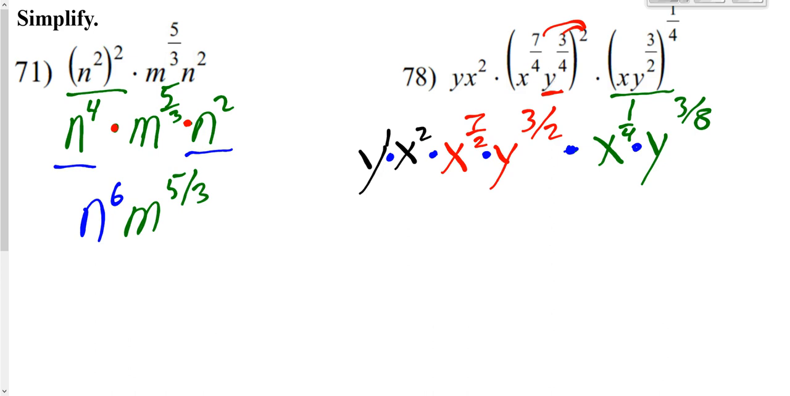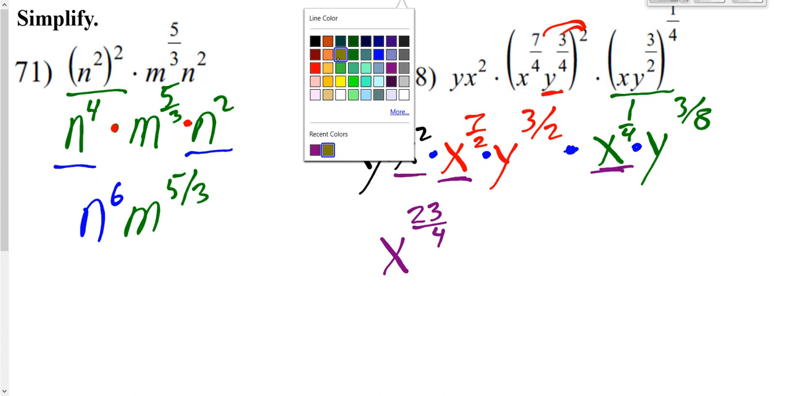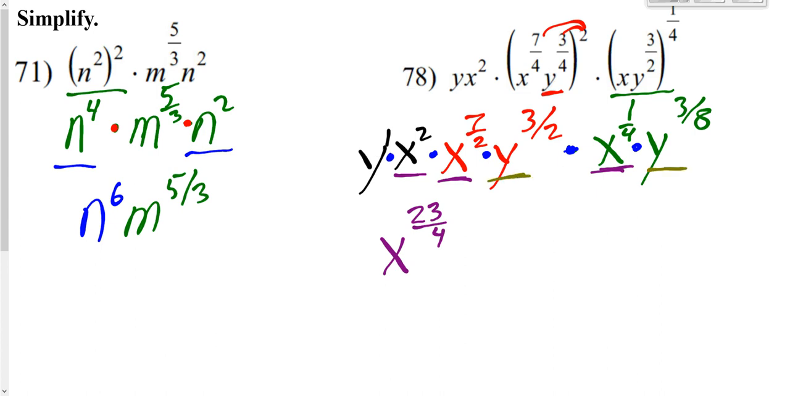I'm going to go ahead and put all my x's together. And I'd have to go ahead and add those exponents. And you can do that in your head or on a calculator, and we would get this. And then I'm going to do the same type of thing with my y's. I'm going to add all the exponents on my y's together. And when I do that, I get 23 over 8. And so for the most part, that's what we do.